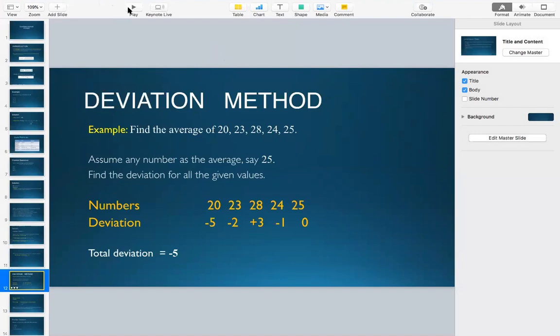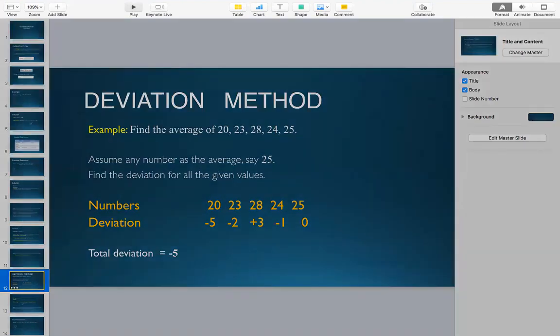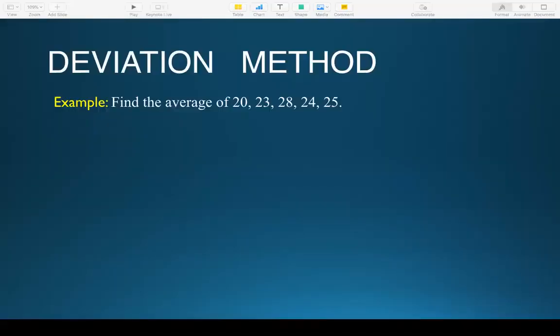So you guys might be thinking, sir, there are so many steps in this question, then why should we follow this? This will take more time. So guys, try to understand. First of all, this works well when the numbers are close to each other. And in this case, all the numbers are very close to 24, 25, and so on.